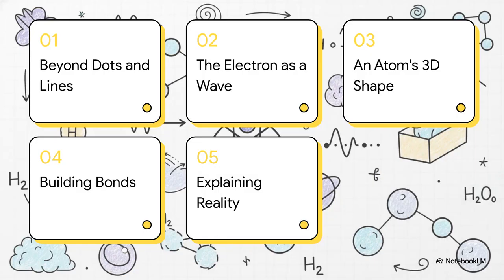So here's where we're headed. First, we'll see exactly why those old models just don't cut it. Then, we're diving deep into the strange world of quantum mechanics to meet the electron as a wave. From there, we'll see how that one single idea gives atoms their real 3D shape. Then, we'll use those shapes to actually build chemical bonds. And finally, we'll put it all together and see how this powerful new theory just perfectly explains the world around us. Let's get into it.